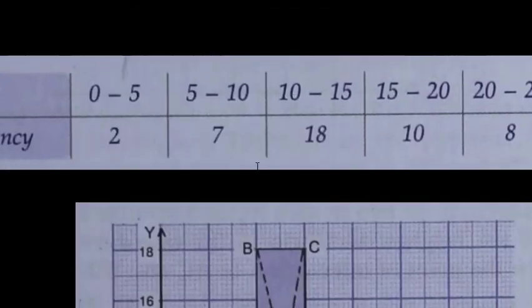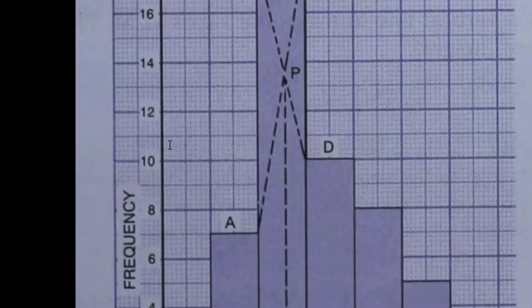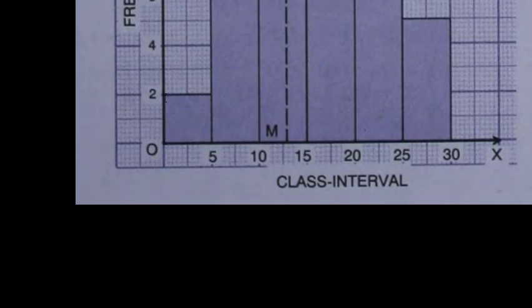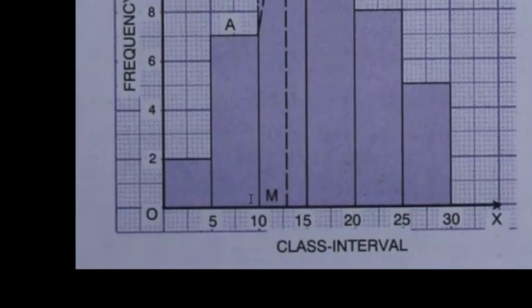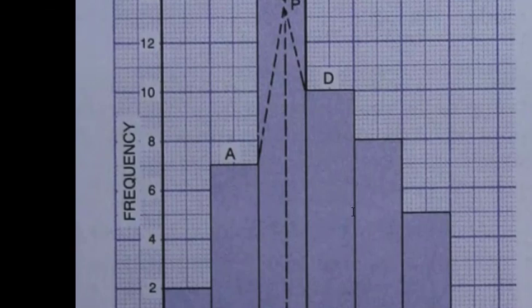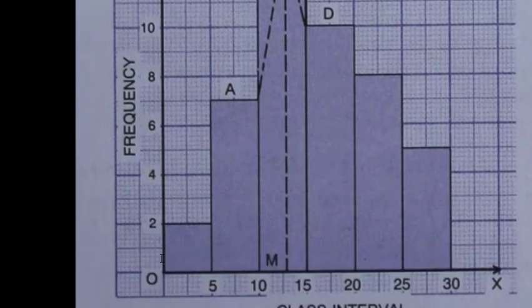Then their respective frequencies: from 0 to 5 the frequency is 2, so we take a height of 2 and draw a rectangle. Then for 5 to 10 the frequency is 7, so we take a height of 7 and draw a rectangle. Along the x-axis I have taken 1 centimeter equal to 5, and along the y-axis 1 centimeter equal to 2. So it is your choice. You can take 1 centimeter equal to 1, or 2, or 5. And it is not necessary that along the x-axis and y-axis we take the same interval.